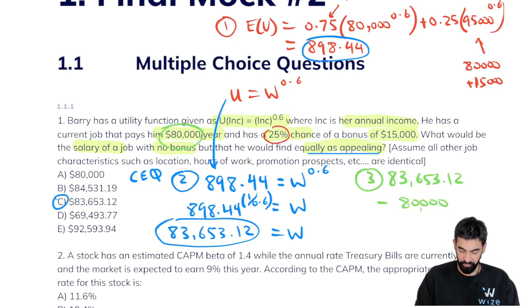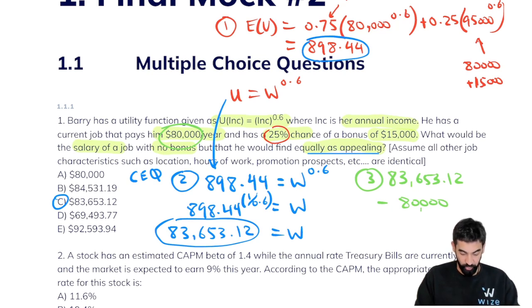And that would give you like 36.53. That would be how much he's willing to sell the lottery ticket for if there's a difference, or that's how much extra you would have to pay him. For example, in this question, if they had told you, how much extra would the new job have to pay him if there's no bonus for him to be equally as appealing?